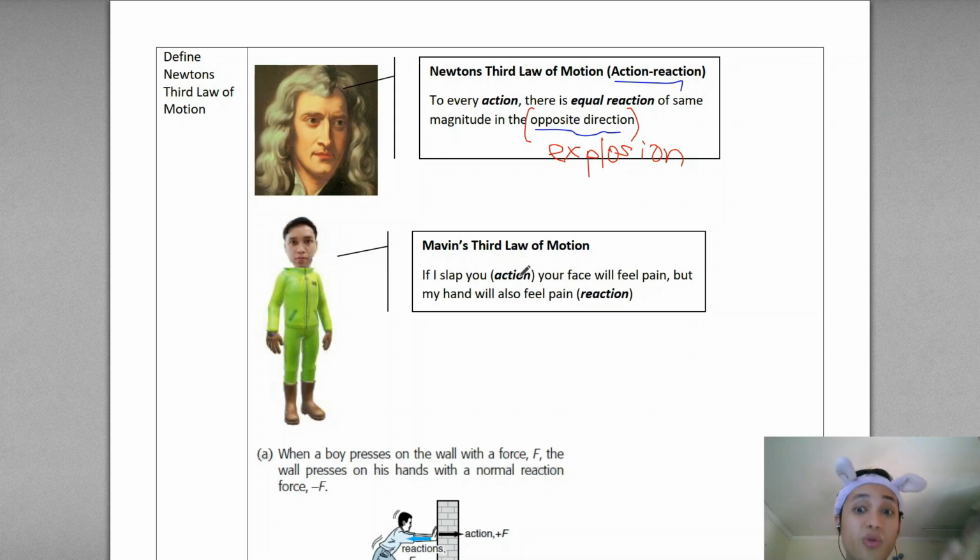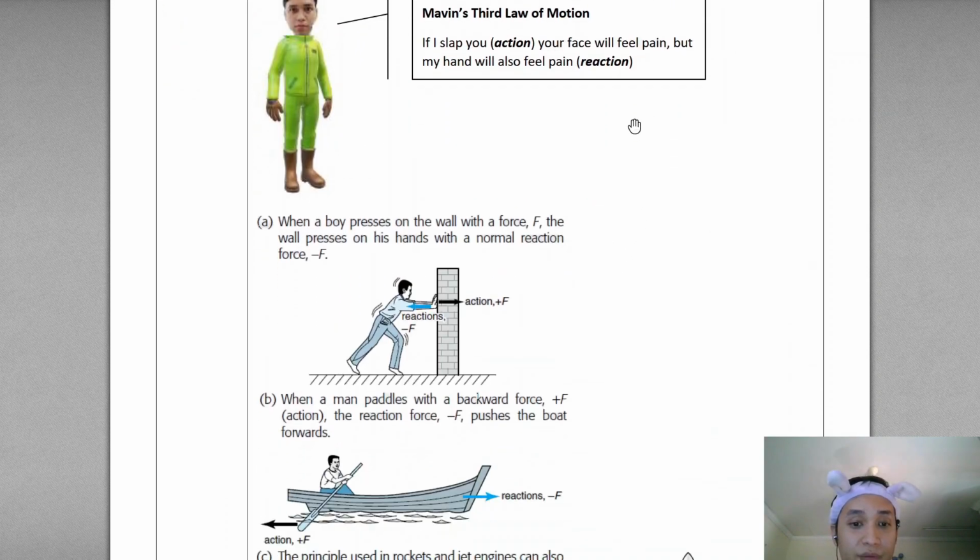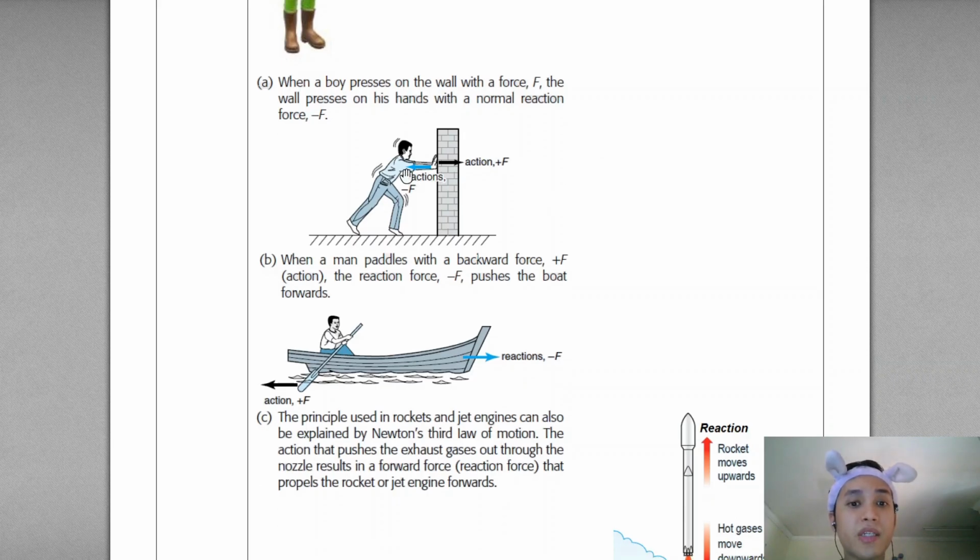If I slap you, of course your face will feel pain, but my hand also will feel pain as well. So that is the action and the reaction. Let's look at a few examples here. The boy, you can see that he's pushing towards the wall, but the wall is not moving because the wall is also producing an opposite force. Therefore it cancels out and it's not moving in this case.